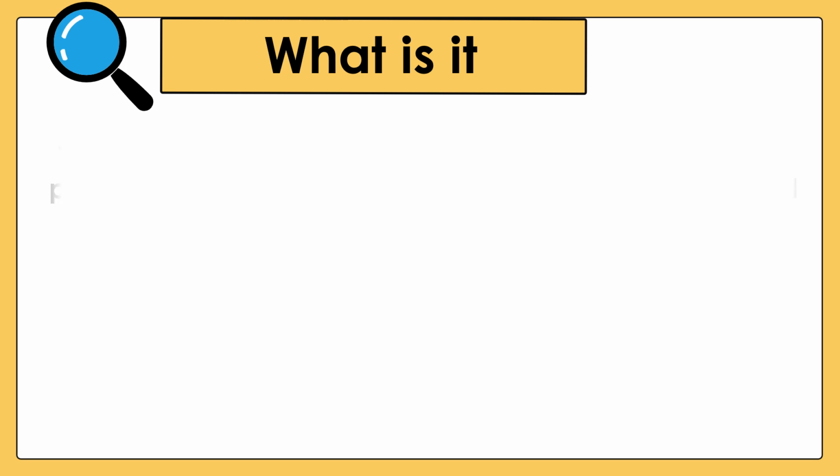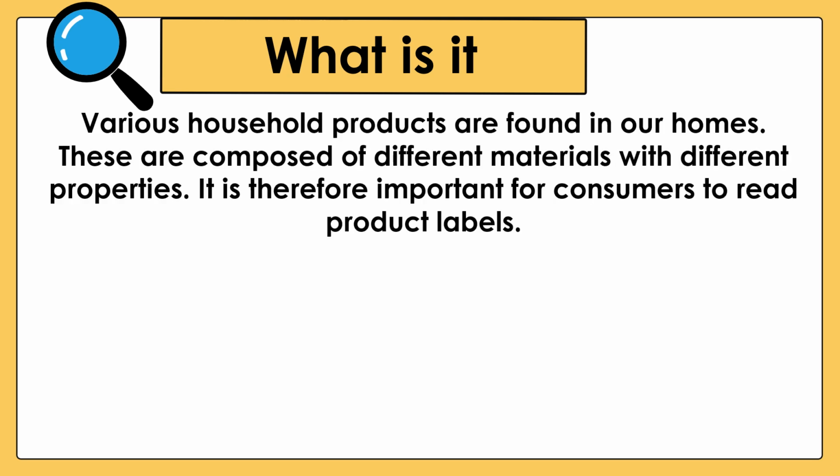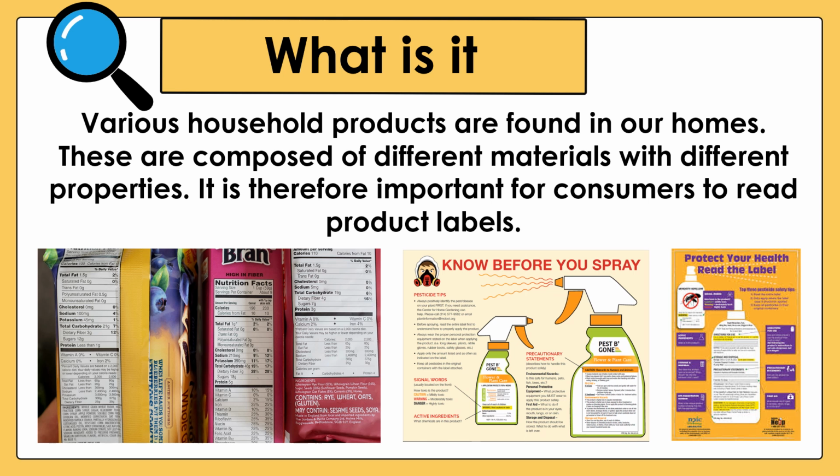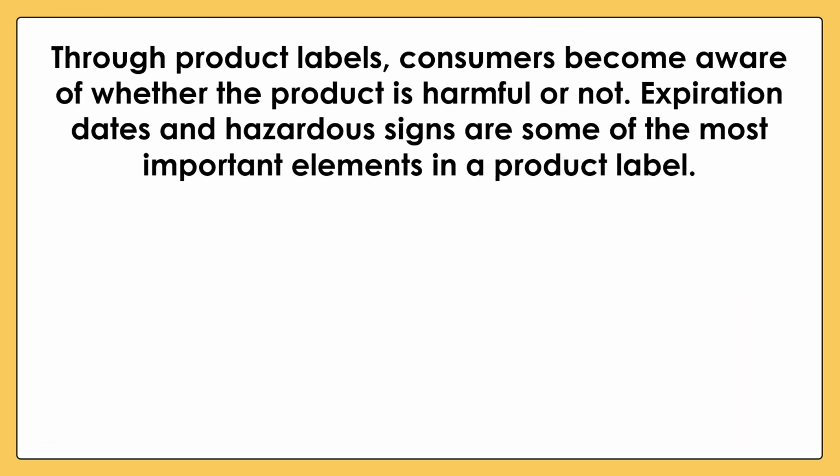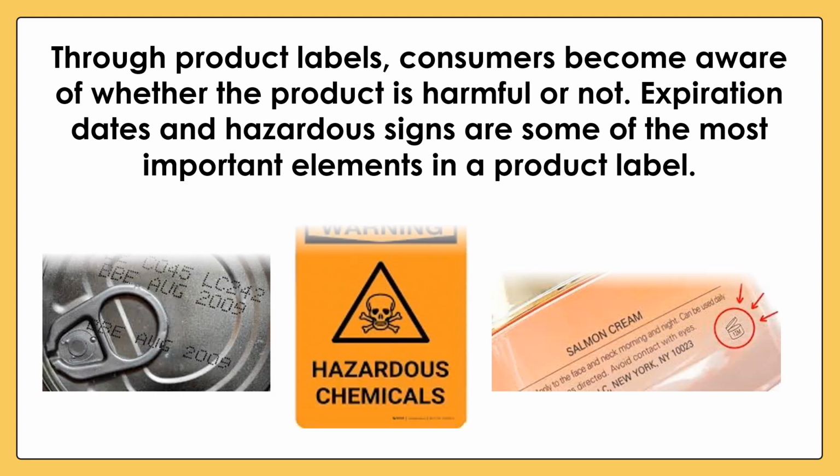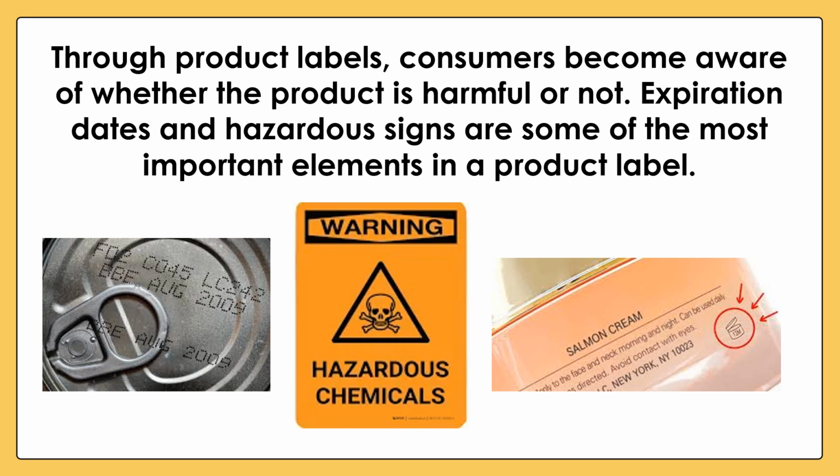What is it? Various household products are found in our homes. These are composed of different materials with different properties. It is therefore important for consumers to read product labels. These are examples of product labels. Through product labels, consumers become aware of whether the product is harmful or not. Expiration dates and hazardous signs are some of the most important elements in a product label.